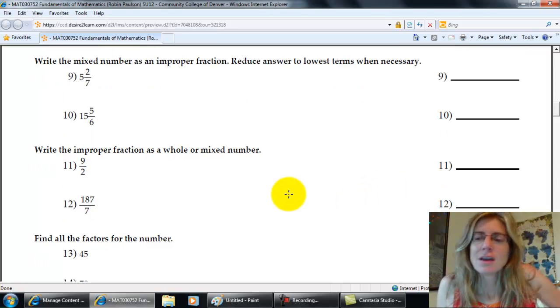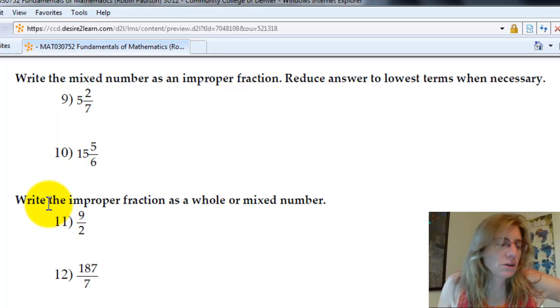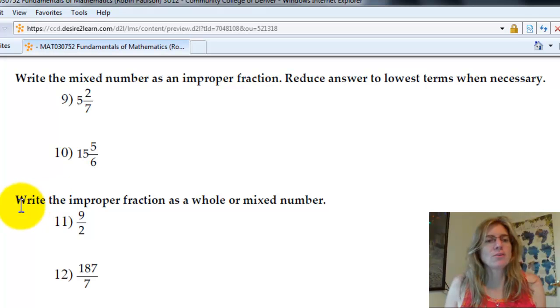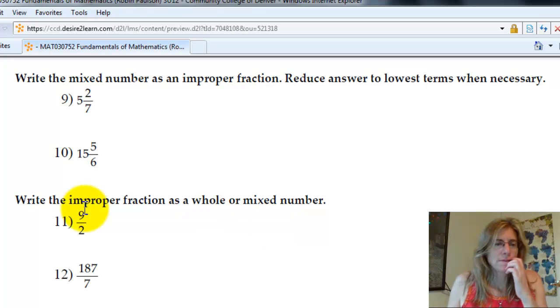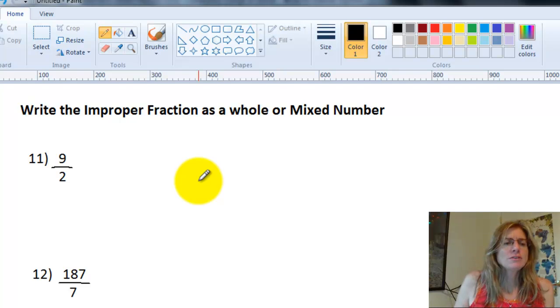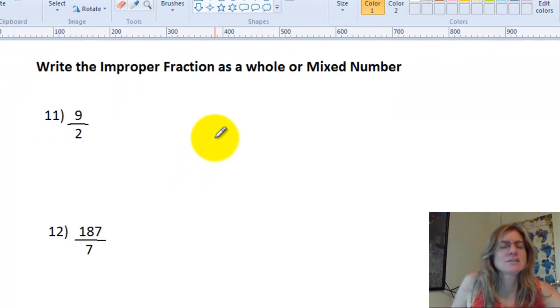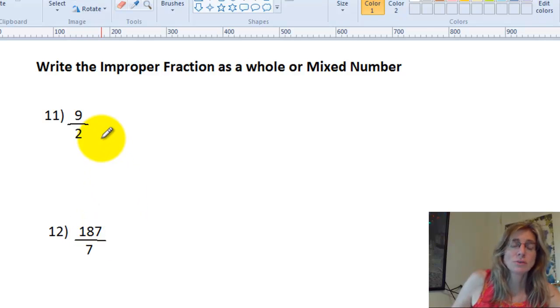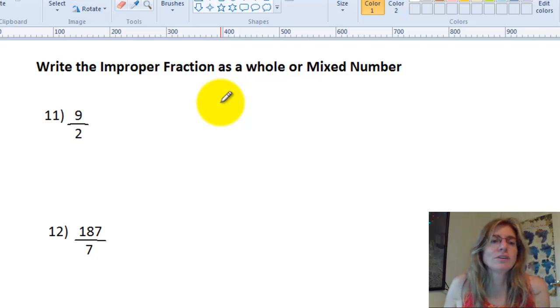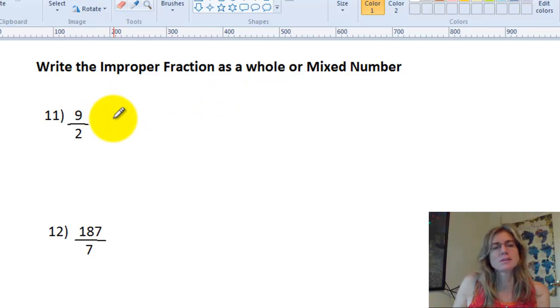All right, these are problems 11 and 12 that I'm doing. And the instructions are write the improper fraction as a whole or mixed number. All right, so we're doing 11 and 12, and I'm going to pull up my paint board. For these problems, it is really easiest, because drawing pictures is not so easy, to just do the math, which is to divide. Now if you remember the division rules, where the dividend is and where the divisor is in a fraction, that makes it nice and easy.